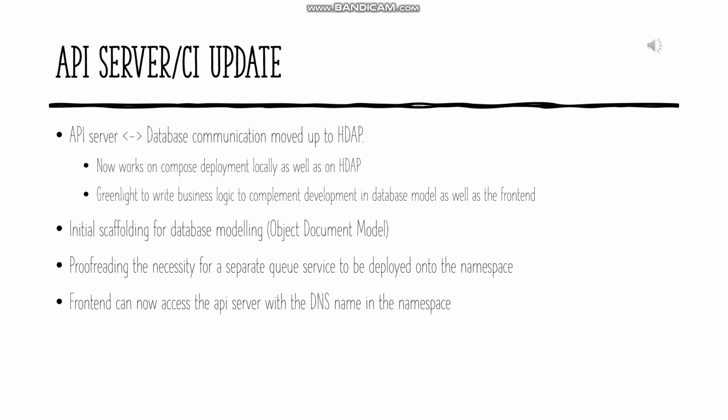In terms of the progress made in this sprint, we have API server to database communication moved up to HTAP. We are now working on providing the deployment locally as well as on HTAP. We are in a state to write business logic now that can be done for the further development on the database side so that front end can connect to the database. We have done the initial prototyping for database modeling. We are still doing some proofreading to see whether a separate queue service will be deployed or not. Front end can now access the API server with the DNS name in the namespace.